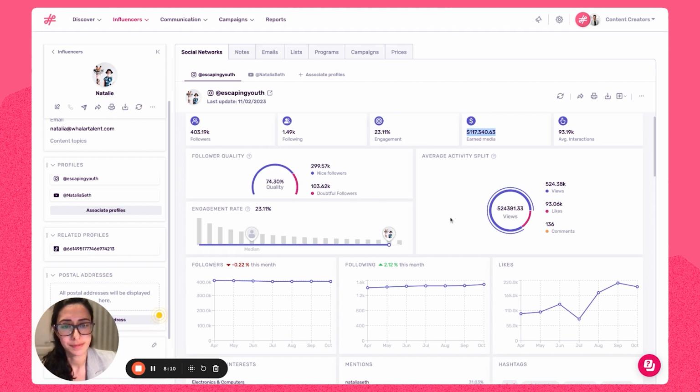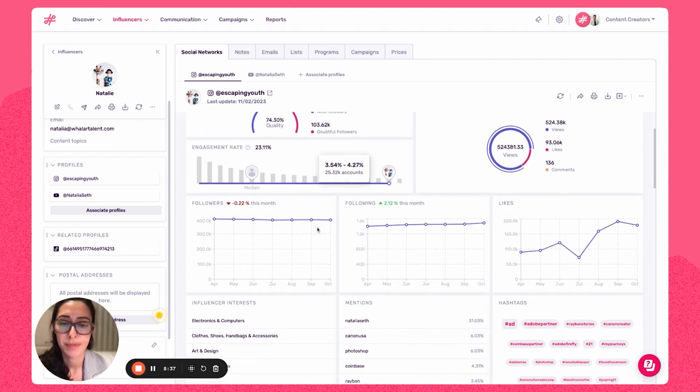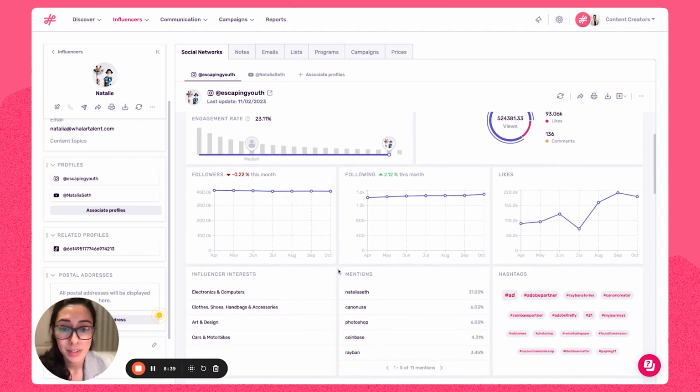Now, average activity split is the number of views, likes, and comments that they get on average for their post. So if you were to work with this influencer, these are kind of the numbers that you would expect. Down here for engagement rate, it's the same number, however, it's put on a scale to compare this influencer's engagement with an influencer of a same community size. So as you can see, she has an excellent engagement rate that might make up for a less than stellar follower quality. Now down here in profile evolution, you can see how this profile has grown over time.